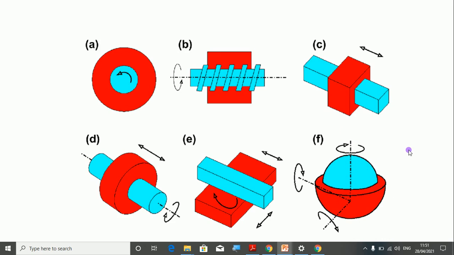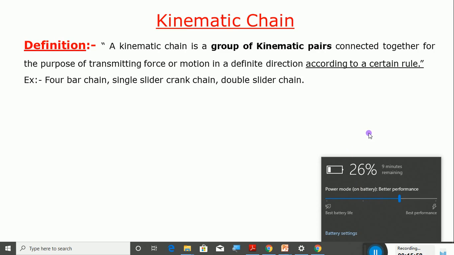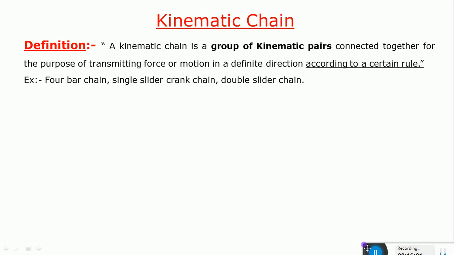Okay, and then let's take the next heading, kinematic chain. My laptop battery is about 26%, so we'll see what happens. If there is a power supply, I'll continue the class. So please take this one, kinematic chain. I have started with a kinematic link, then kinematic pair, then I'll go to this kinematic chain. After that there is a mechanism, after that there is a machine. So please write down this kinematic chain.